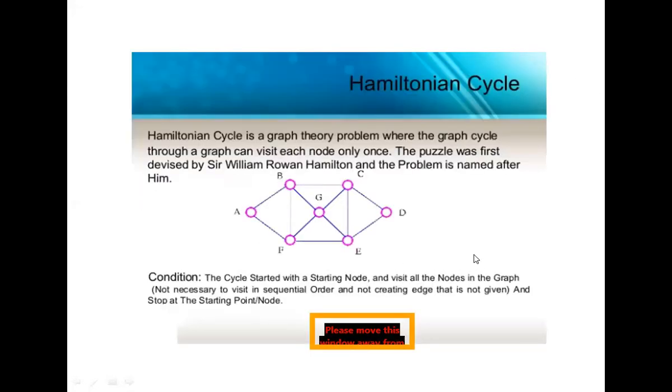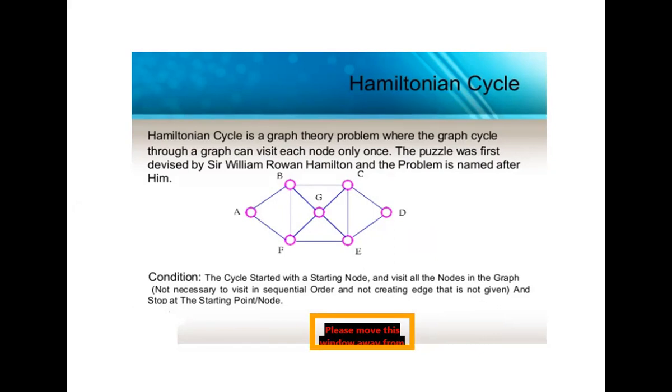Okay, next we move to the Hamilton circuit. The last topic in unit 15 is the Hamiltonian cycle. A Hamiltonian cycle is a graph theory problem where a cycle through a graph can visit each node only once. So what does that mean? A Hamilton cycle or circuit is a Hamilton path such that there is an edge from the last vertex of the path to the first vertex.